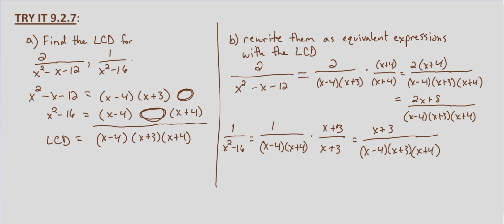So our first rational expression written over the least common denominator is 2x plus 8 over x minus 4 times x plus 3 times x plus 4. And our second rational expression over the same least common denominator is x plus 3 over x minus 4 times x plus 3 times x plus 4.